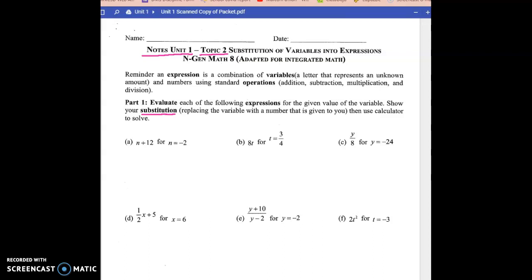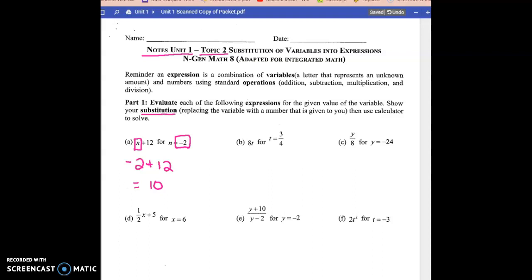So for the first one here, we have n plus 12, and it's asking us to evaluate when n equals -2. So this -2 is going to be put into my expression in place of the n. You should write this down, I'm going to rewrite this equation, and in place of n, I'm going to put -2. So here, in place of my n, is going to go -2 plus 12. And then you can type that into your calculator and you should be able to get an answer for that. -2 plus 12, you should have gotten positive 10. Okay, we're going to take a look at B.